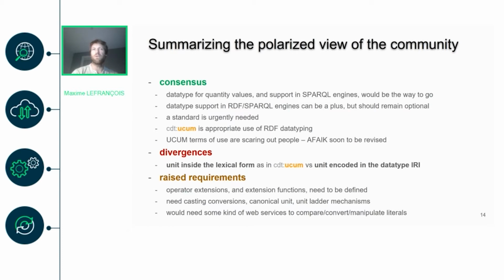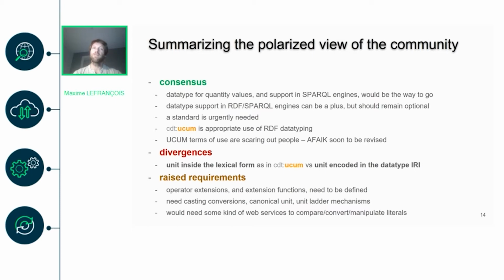And third, very important point, we can listen to the community for requirements for a specification of a data type for encoding quantity values. We would need operator extension, we would need custom functions to compare literals or to manipulate literals. We would need some casting conversions. We would potentially need a canonical unit for every dimension, or a unit ladder mechanism. For example, if you add some meters to some millimeters, what would be the unit in the output?